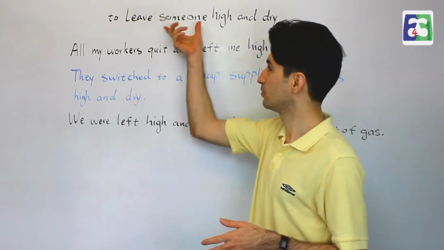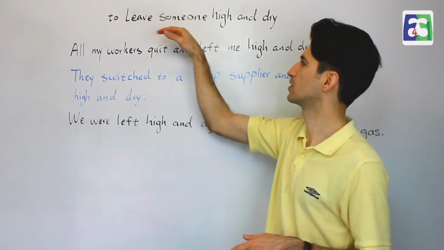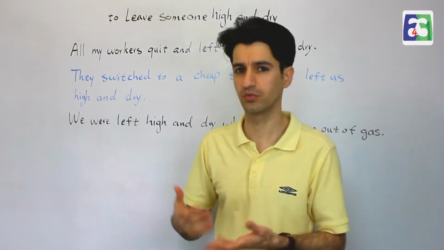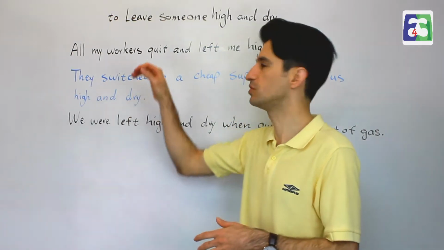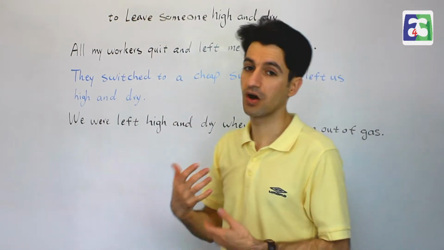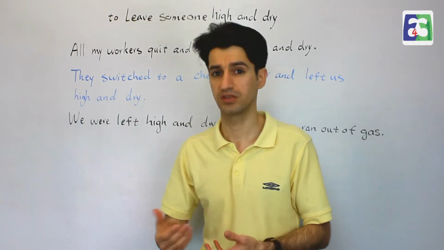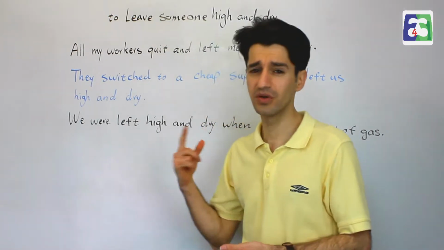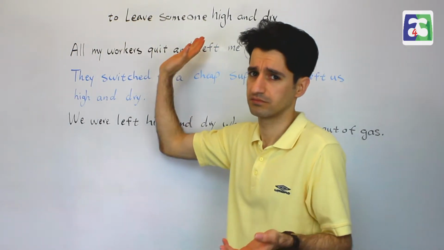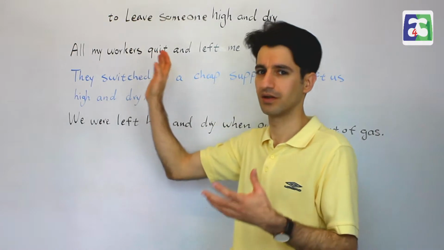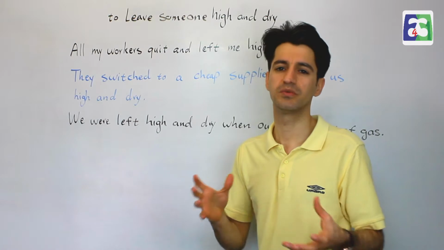As you can see, we say someone leaves someone else high and dry. The second one is the object, so we say left them, left me, left her, left him. We use the object pronoun here, not the subject pronoun, so bear this in mind. I have to say she left me high and dry. Now let's look at the examples, then the meaning will be clearer.